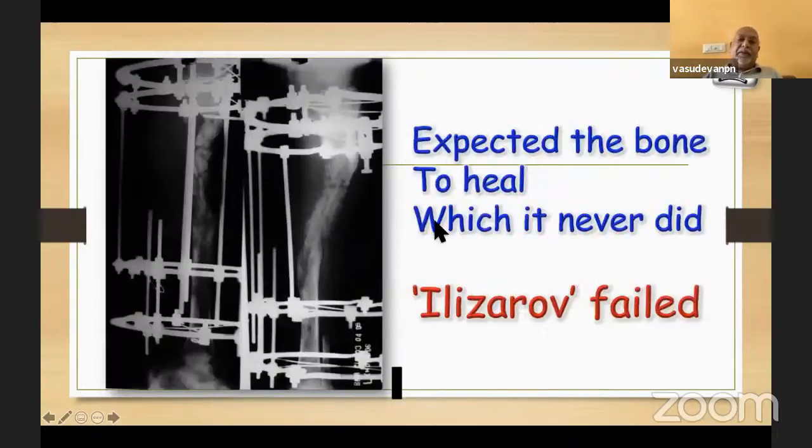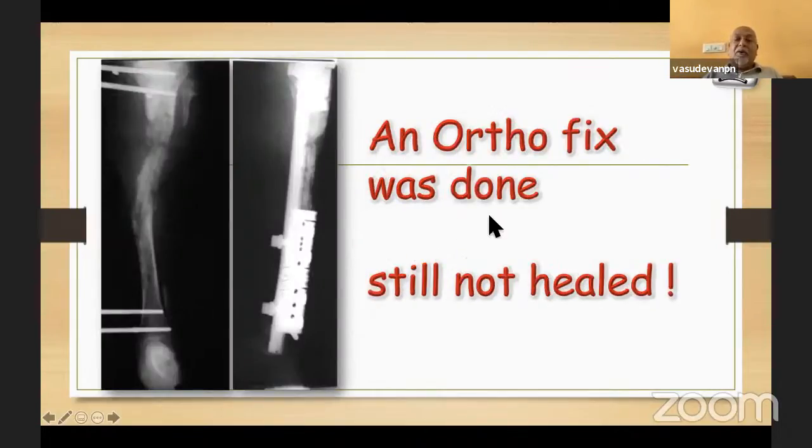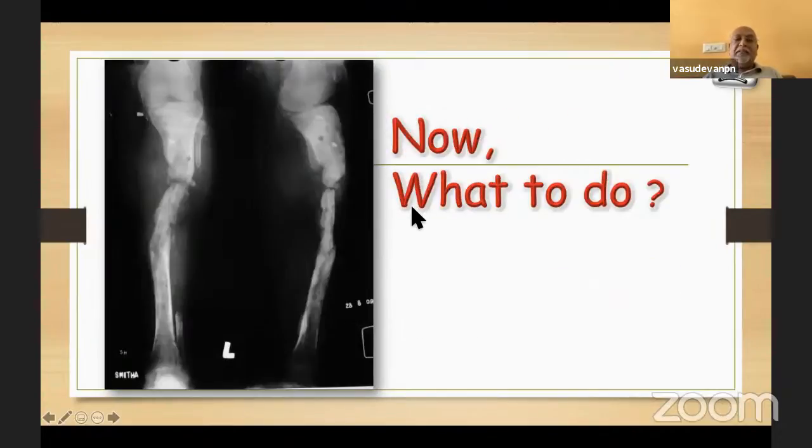And they continued the fixator and expected the bone to heal, which it never did. So it was still remaining ununited at that point. And they gave a POP slab followed by cast. That too failed. And now they put an LRS, Orthofix on it. Put 2 rods there, 2 pins there, 2 pins below, and tried to correct it. And it still remained ununited.